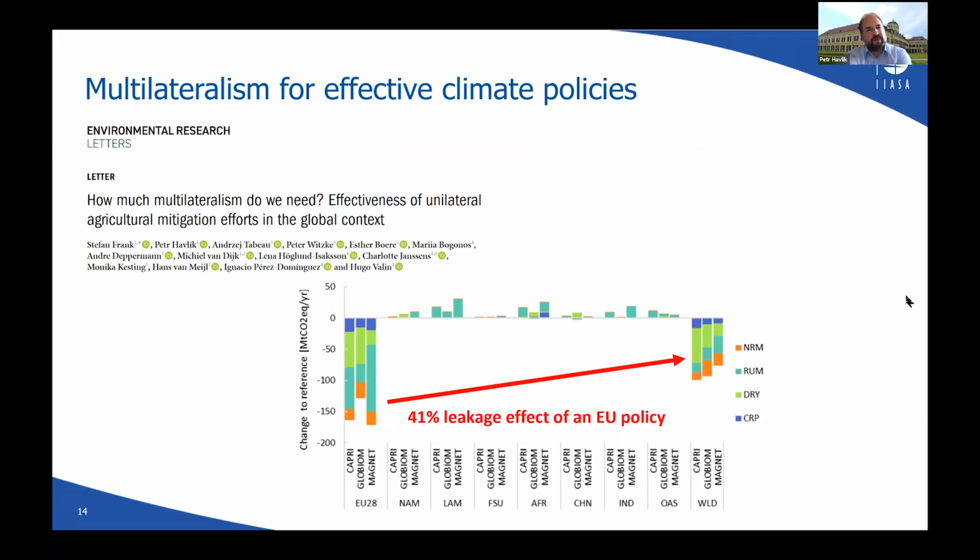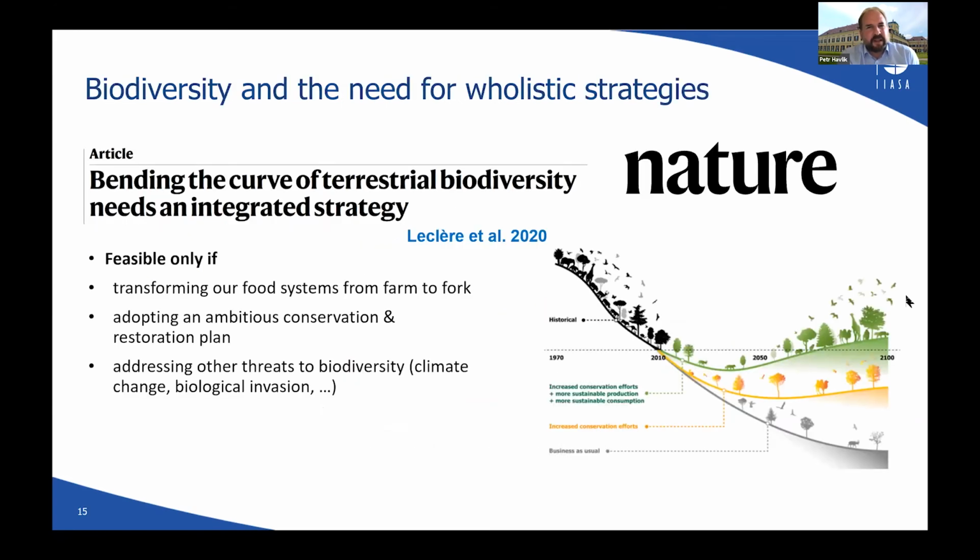So for instance, in a multimodal exercise, we identified that if only the European Union would adopt stringent mitigation policies in the land use sectors, the leakage effect would be about 41% of the effort of the EU through the increased production, sometimes also with less GHG efficiency, to the other regions of the world. While I discussed mostly until now a single strategy for reconciling the different SDGs, many of our studies suggest that combination of several measures is needed to achieve the ambitious targets.